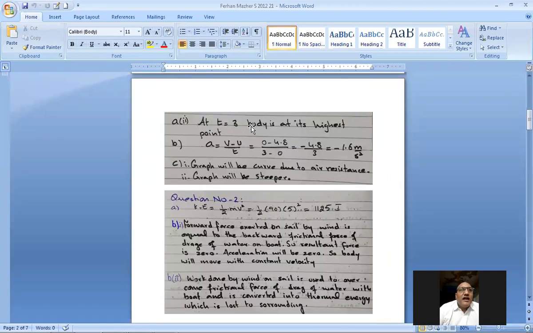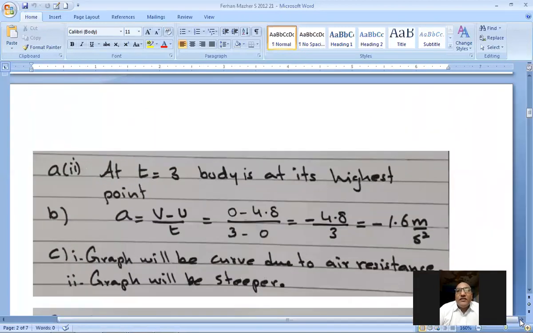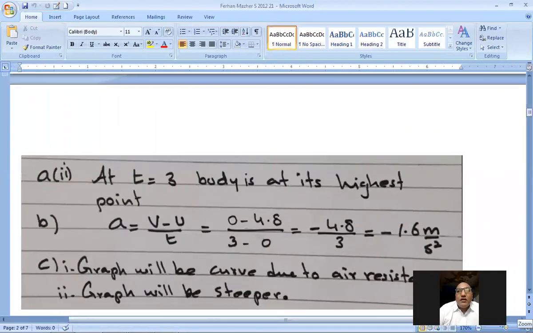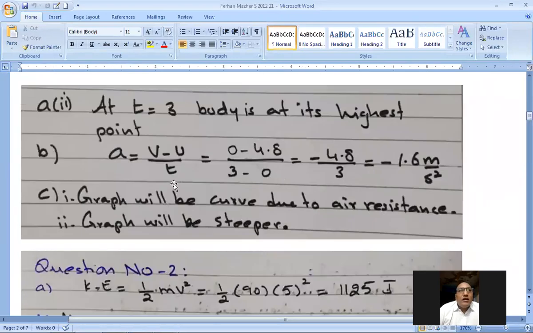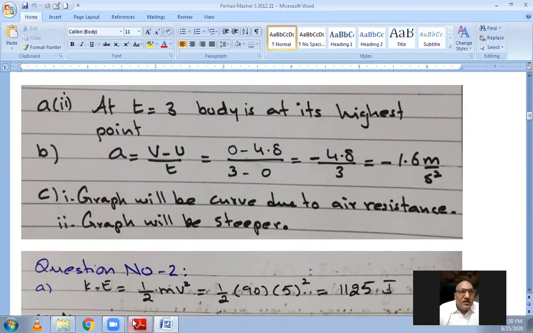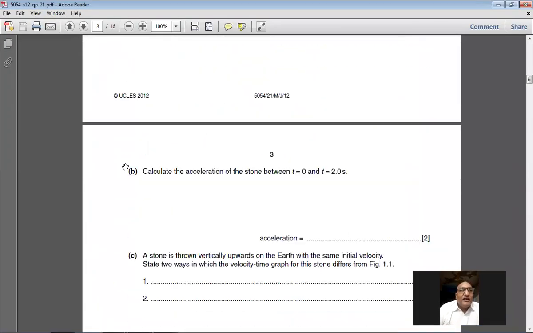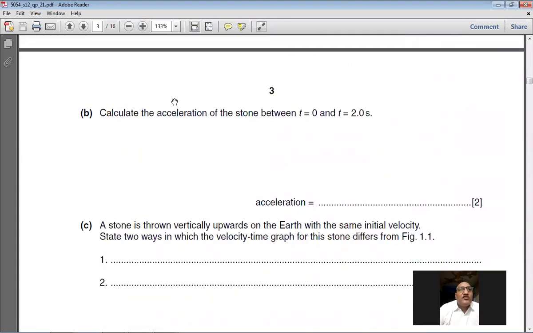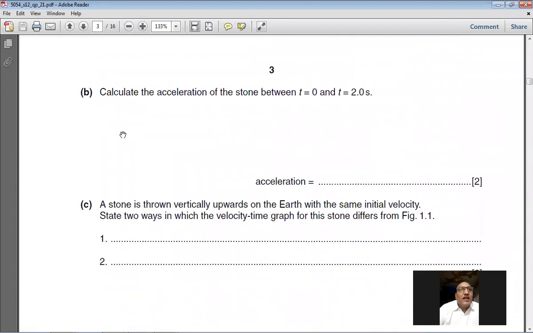At t equals 3, let me increase the size so you can see it better. At t equals 3, the body is at its highest point. I hope you can see that. The next question is on your screen. He says calculate the acceleration of the stone between t equals 0 and t equals 2 seconds. You see it's a straight line graph, a speed time graph, and he wants us to find the acceleration of that body.